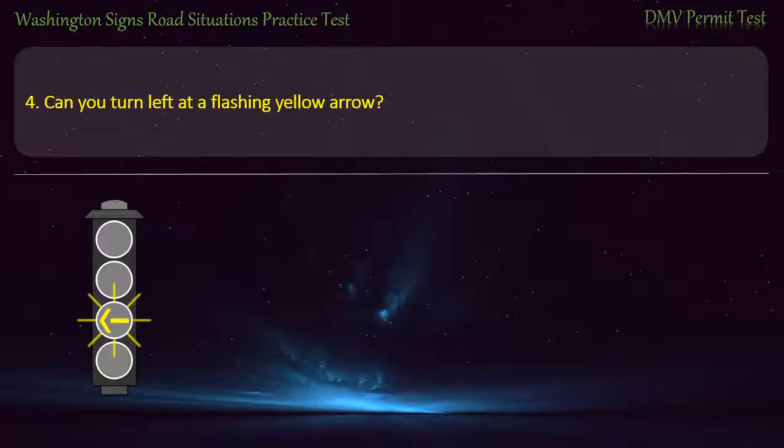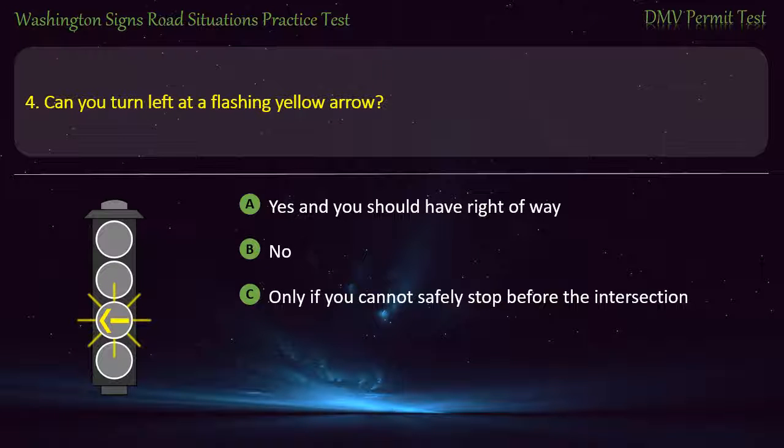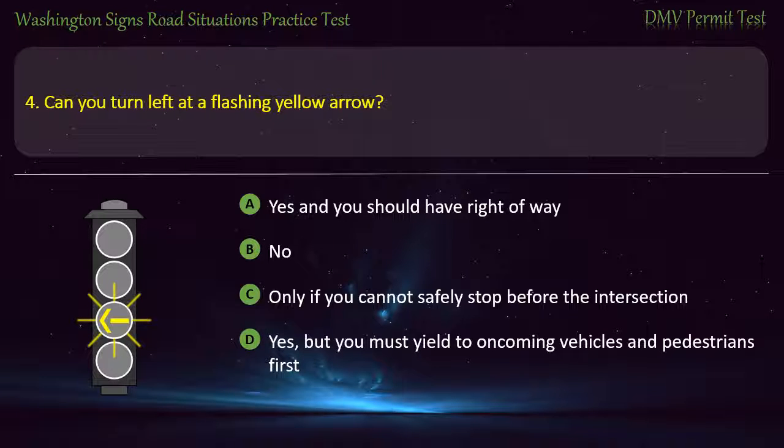Question 4. Can you turn left at a flashing yellow arrow? Yes, and you should have right of way. No. Only if you cannot safely stop before the intersection. Yes, but you must yield to oncoming vehicles and pedestrians first. Answer. Yes, but you must yield to oncoming vehicles and pedestrians first.